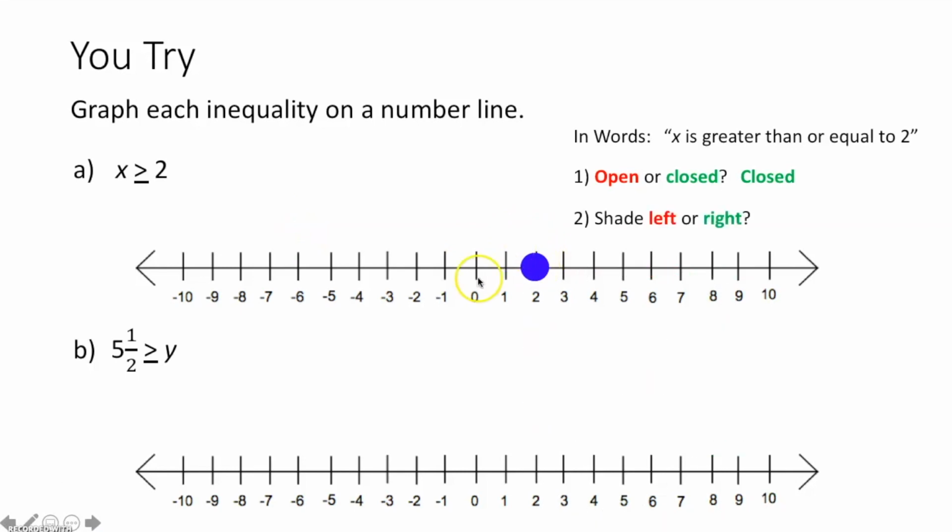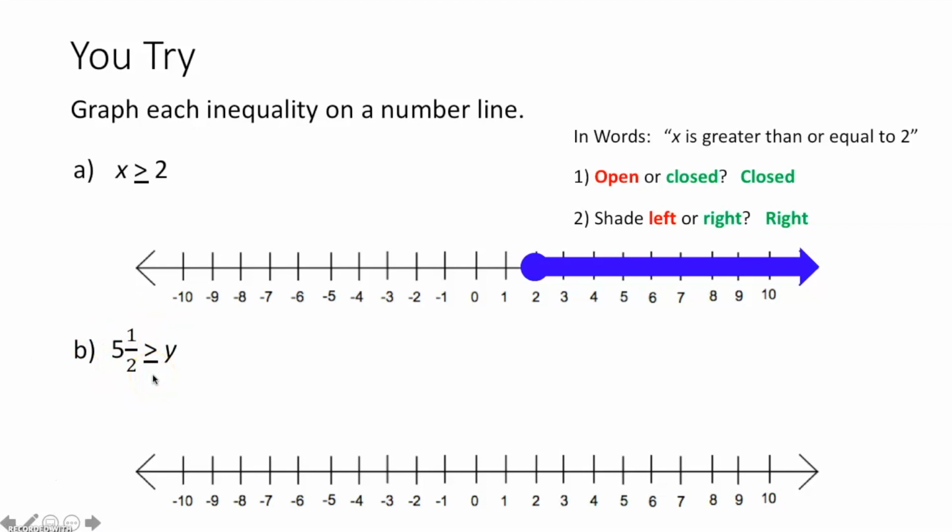Next, are we going to shade to the left or right? Well, it's x is greater than or equal to 2. So it's all the numbers greater than or equal to 2. So 3, 4, 5, 6. So we're going to shade to the right. And again, if you didn't remember that, our inequality symbol points to the right since we have our variable on the left.